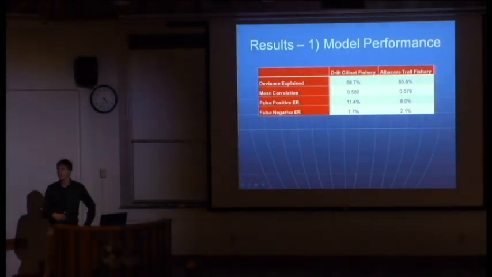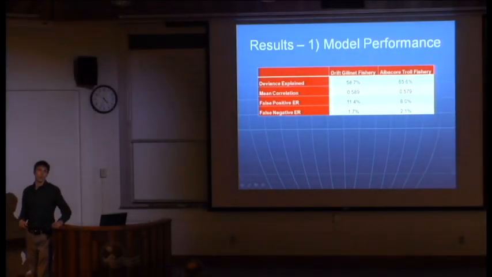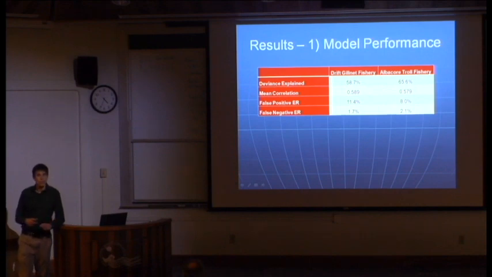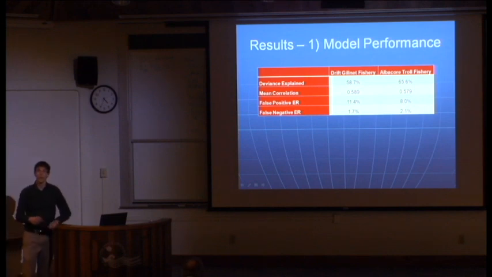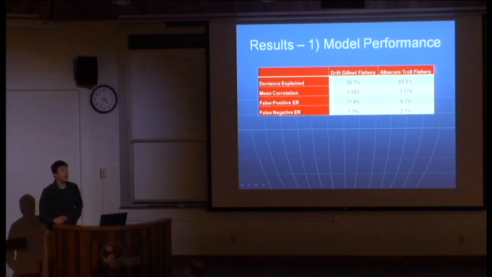The big question is, how well are these models performing? Can we use these for prediction? If we look here, deviance explained is a measure of model performance that's similar to an R-squared value. You see here that for the drift gillnet fishery, for the full time series, the deviance explained is almost 59%. For the albacore troll, it's almost 66%. This is pretty impressive, and it gives us some confidence that these can be used for management.